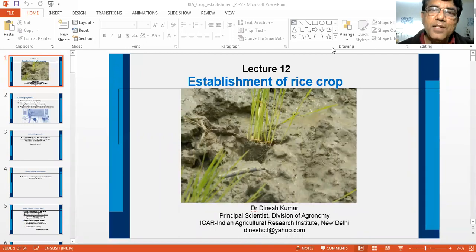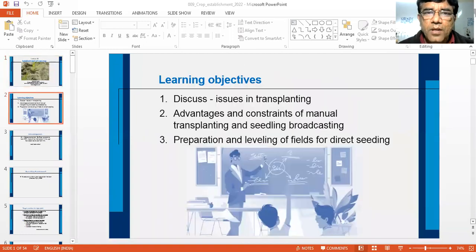So for transplanting, you have seen the methods for raising the seedling. Now you will see how rice crop is established in the main field. So discuss the issues related to transplanting and advantages and constraints of transplanting.